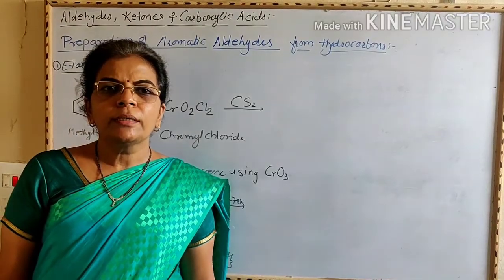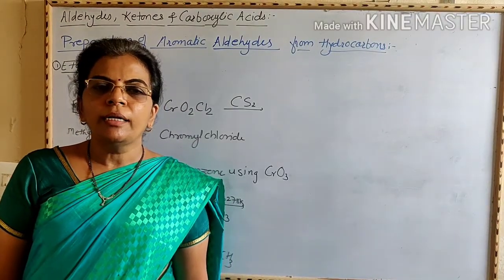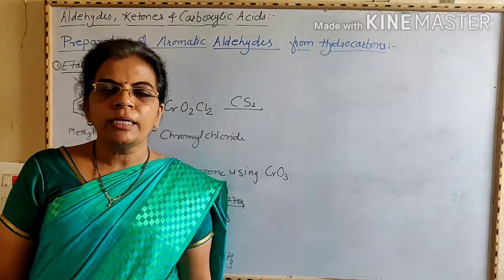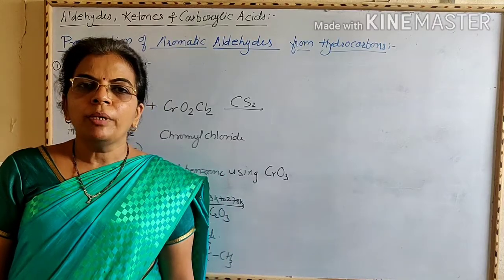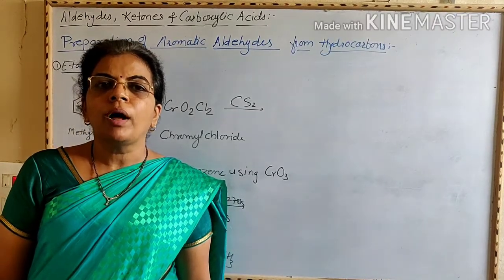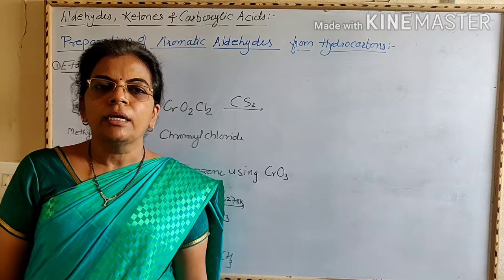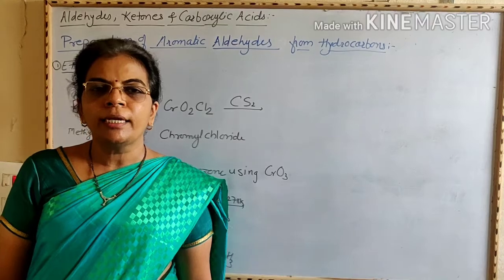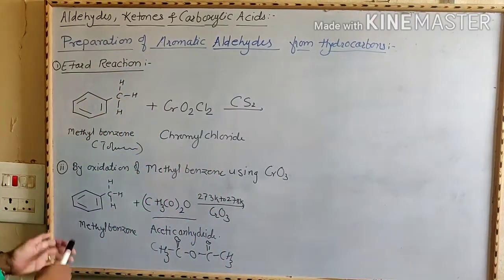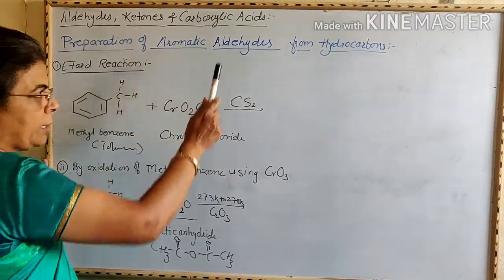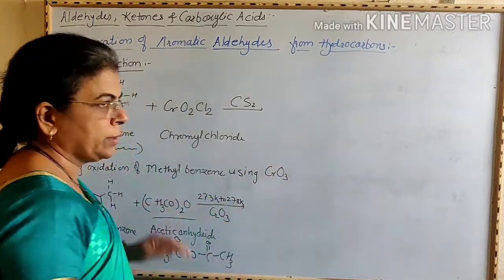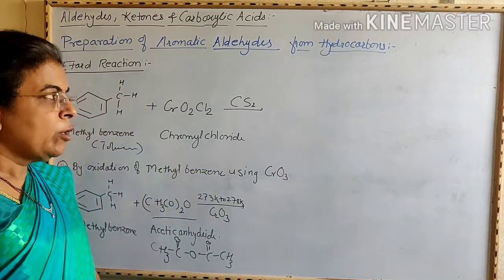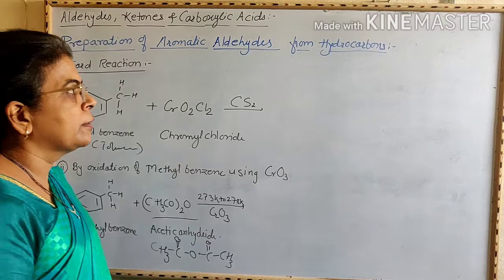Hello students, last time we started aldehydes, ketones and carboxylic acids, in which we completed some methods of preparation of aldehydes and ketones. Now we are going to see the next method for the preparation of aldehydes and ketones, which is preparation of aromatic aldehydes from hydrocarbons, that is aromatic hydrocarbons. Now what is meant by aromatic hydrocarbons?